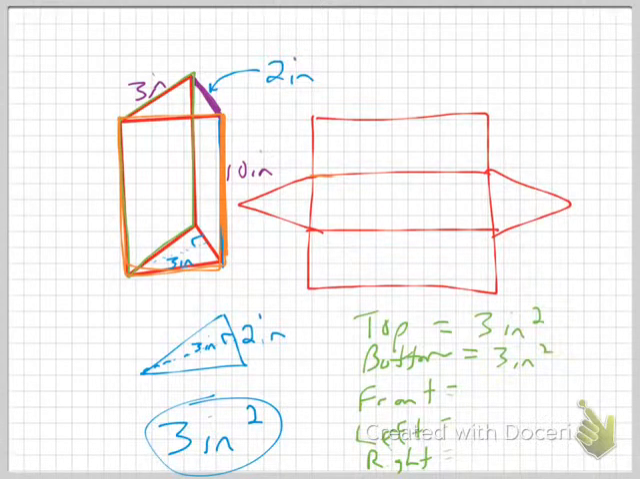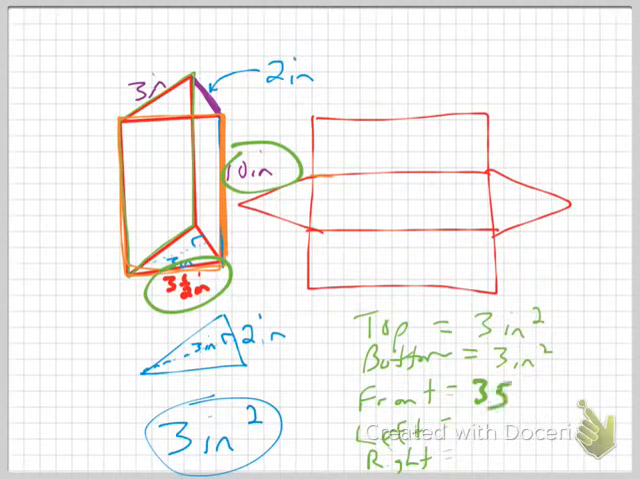No. I haven't told you yet. We'll say that it's 3 1/2 inches. Okay, so then what is the area of the front? What is it? 10 times 3 1/2? 35 square inches.